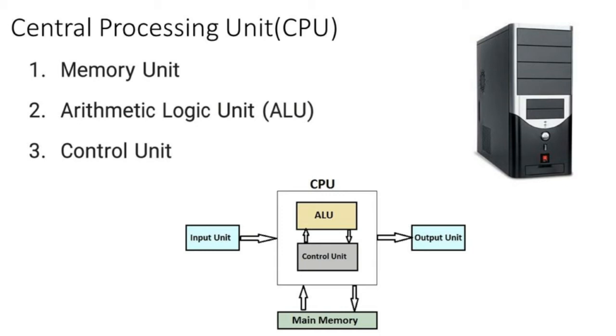Next, memory unit. The memory unit in the computer saves all data and information temporarily. We can classify memory unit into two types, namely primary and secondary memory. Memory can be expanded externally with the help of a compact disc, CD, pen drive, etc.